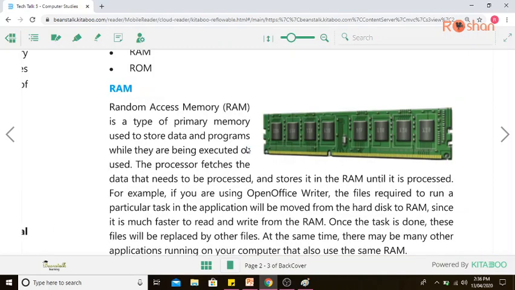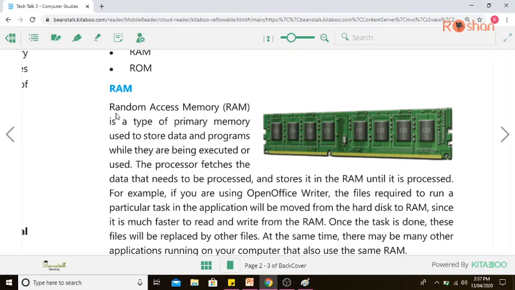Random means what? There is no particular sequence. I'll give one example. Random means any number. Earlier we had music cassettes. If I want to listen to song number 10, I need to go 1, 2, 3, 4, 5, 6, 7, 8, 9 and 10. We need to forward, reverse, and then it comes to the 10. But in RAM, we can directly play song number 10. There is no need to go sequentially.